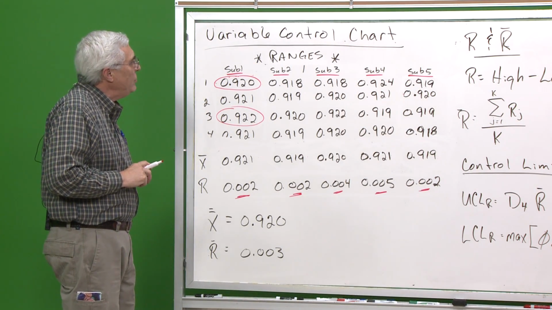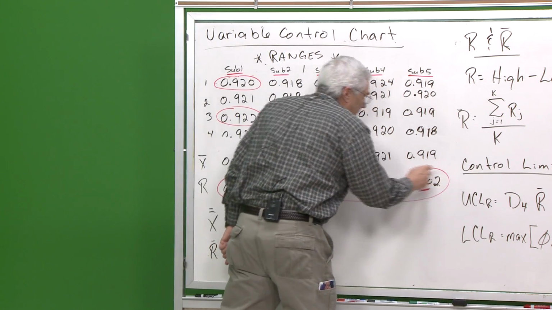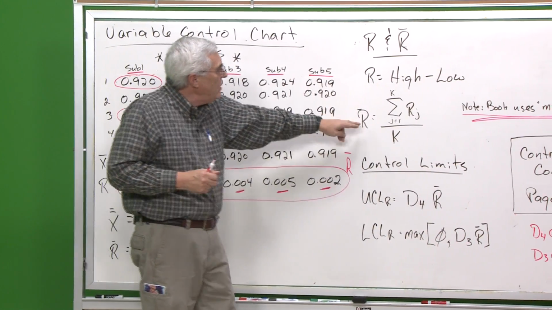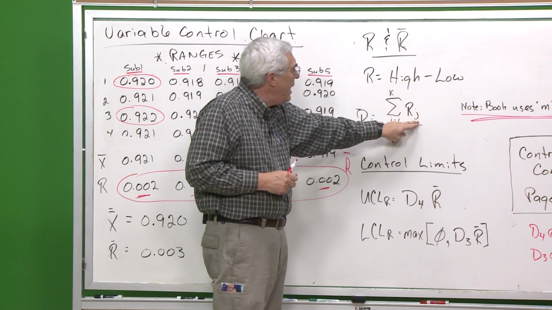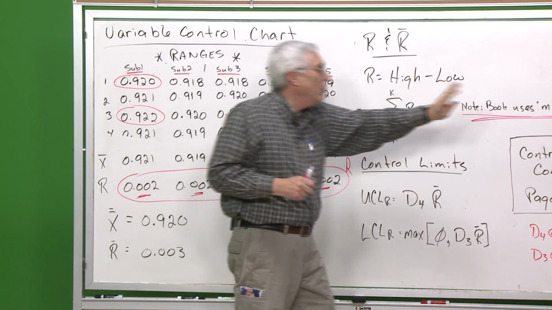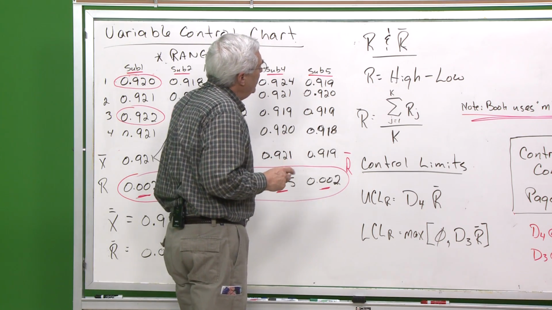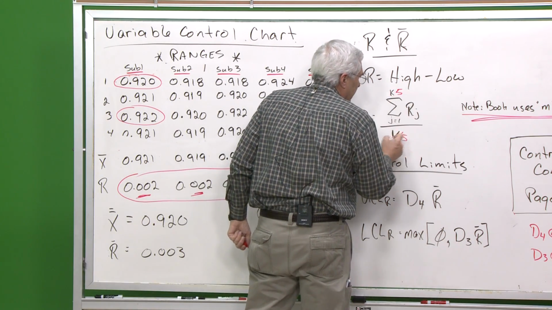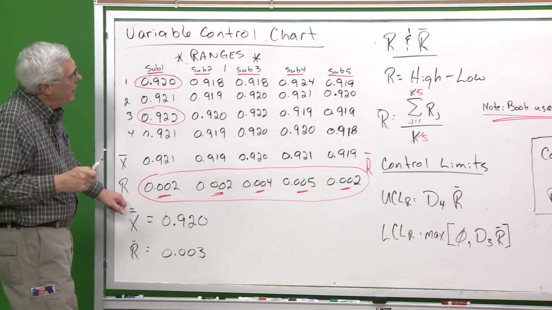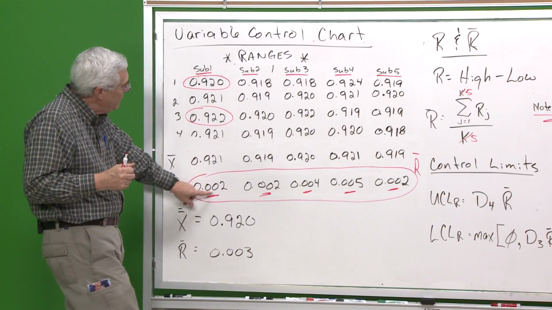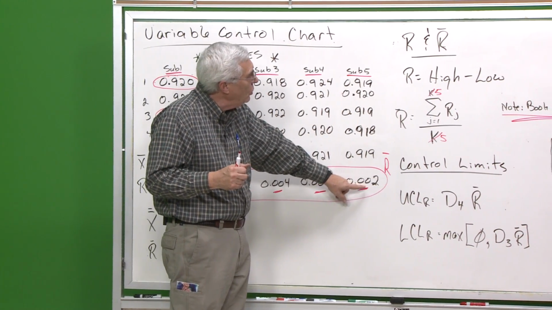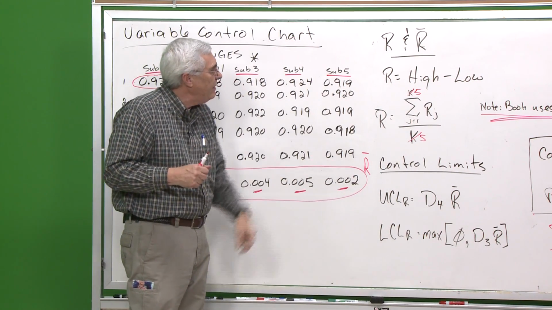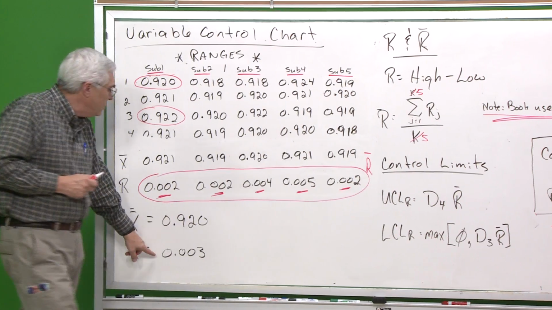Now, the R bar, the average of the R's, is simply the average of those. And the equation is, as you would expect, R bar is equal to the sum of R sub j, where j goes from 1 to k. Remember, the book uses m. In this case k is 5, because I have 5 subgroups. So all I'm doing is taking R sub j from subgroup 1, 2, 3, 4, and 5, getting a sum of those, dividing it by 5, the total number of subgroups I have, and that gives me my R bar value, which, as we remember from before, was 0.003.